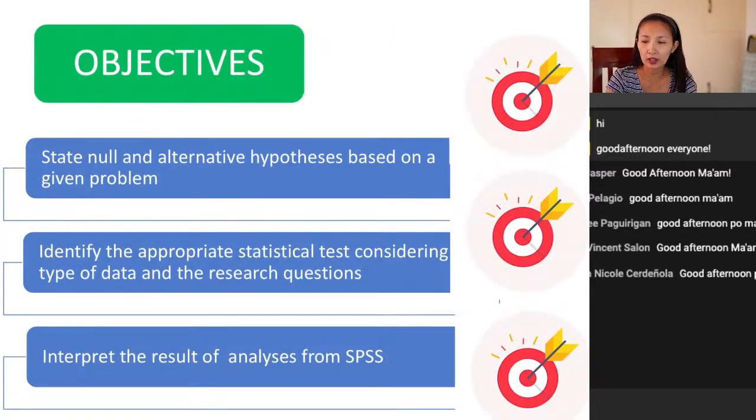Okay, so I have set the following targets for this afternoon. Number one, stating the null and alternative hypothesis. This is not new to you. You have had exercises on this when you're in high school, in your stat class. And then identify the appropriate statistical test considering type of data and the research questions. So what dictates the type of test to be used in a particular research or study? Type of data and the research questions.